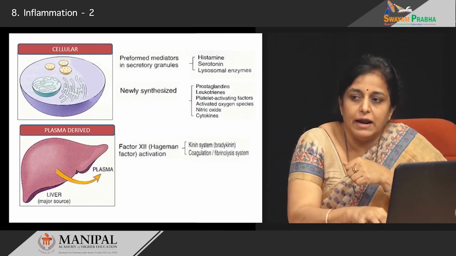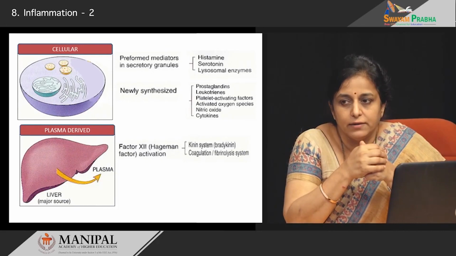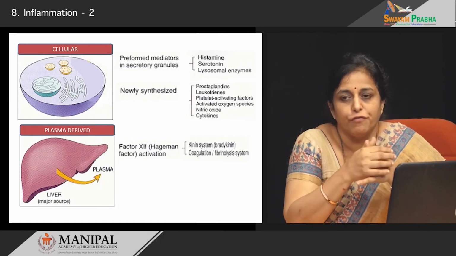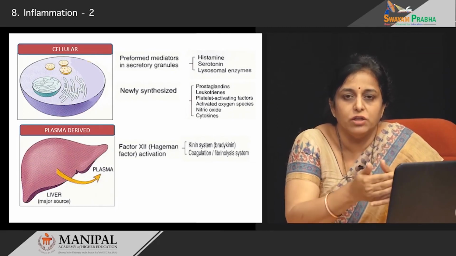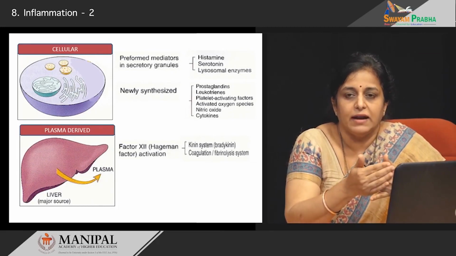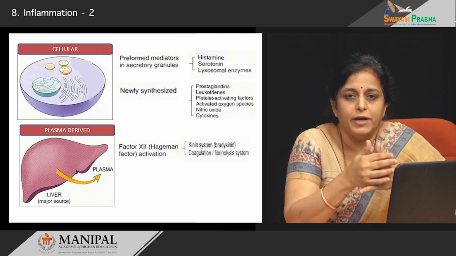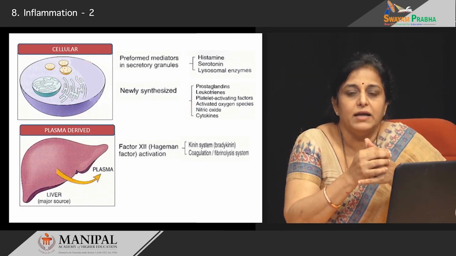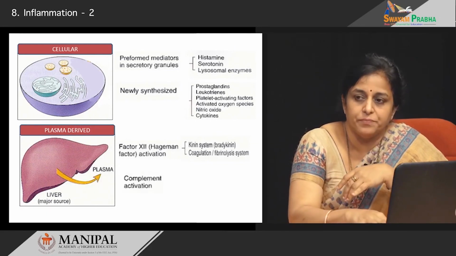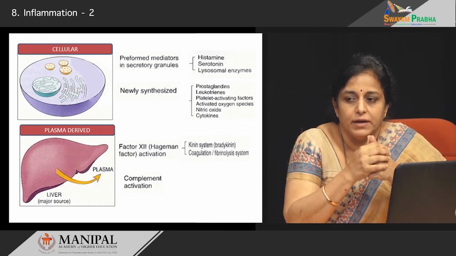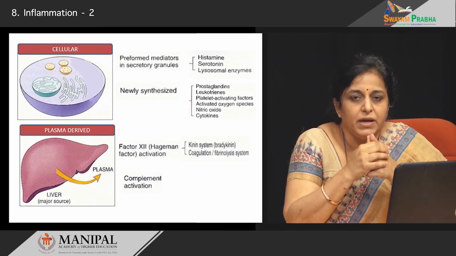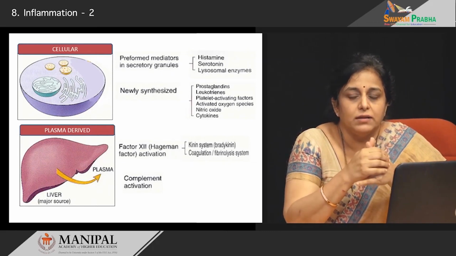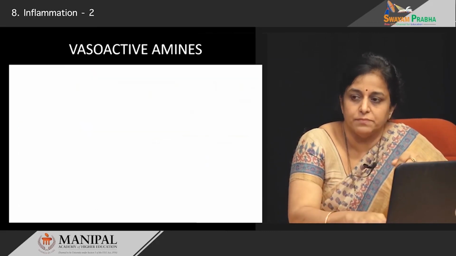Coming to the plasma derived mediators, when there is an activation of factor 12, the kinin system gets activated, or the coagulation and the fibrinolytic system gets activated. These are also quite potent chemical mediators that play a role in inflammation. The complements again are very, very important substances that bring about various reactions that happen in case of inflammation.